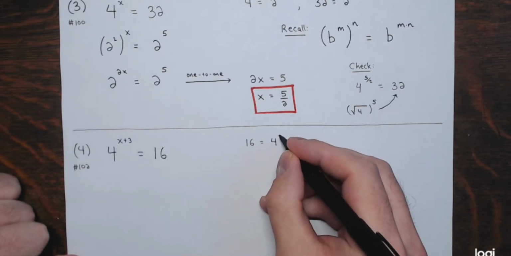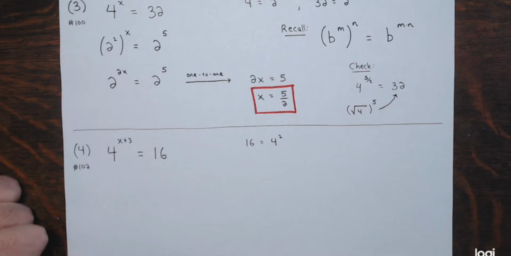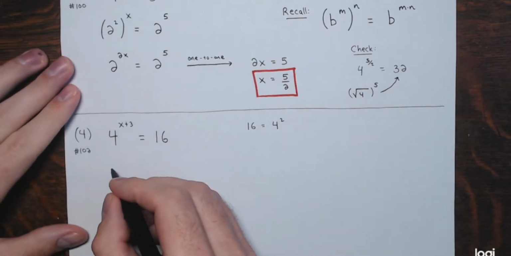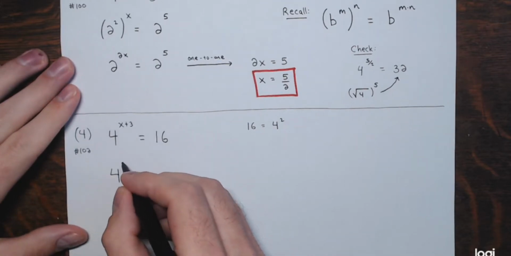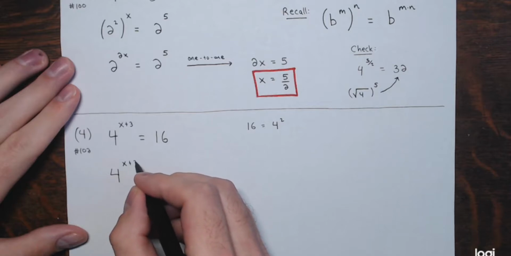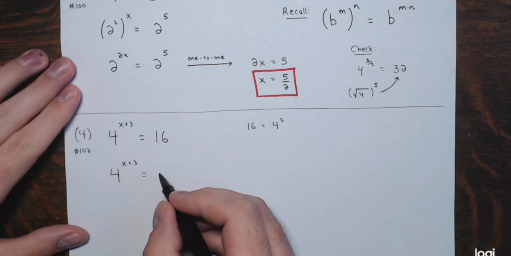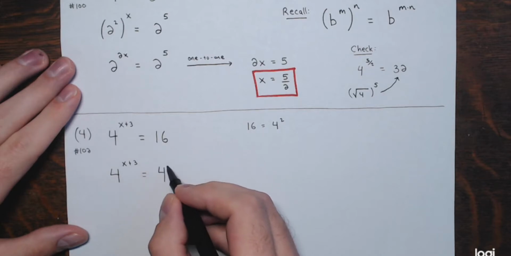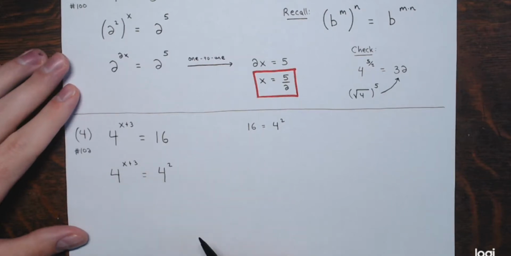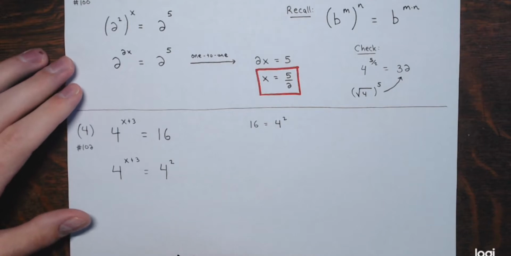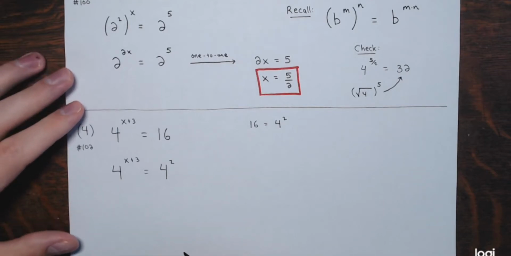16 is 4 to the second. So the left side I'm not changing. I'm going to keep it with that base of 4. So 4 to the x plus 3 power. And the right side, 16 is 4 squared. And no need for parentheses here. It's not being raised to any powers or multiplied by anything or added to anything.